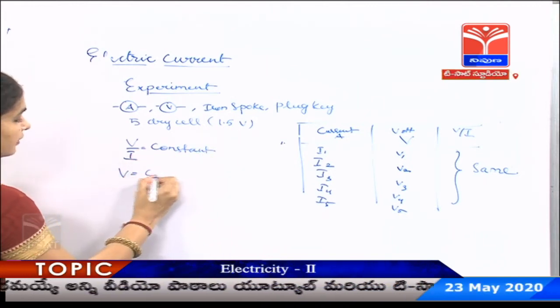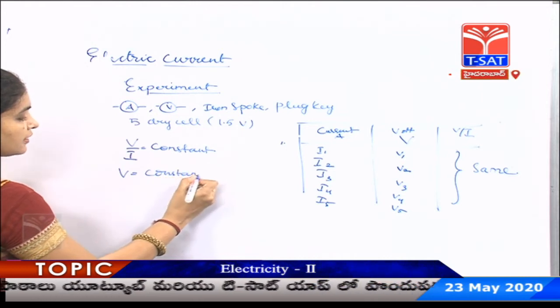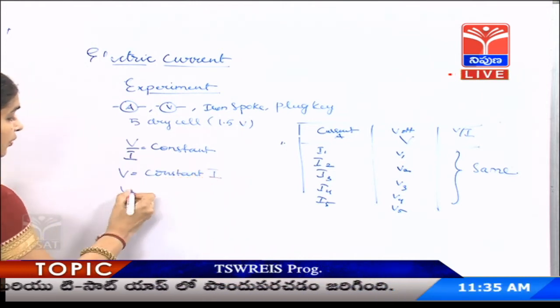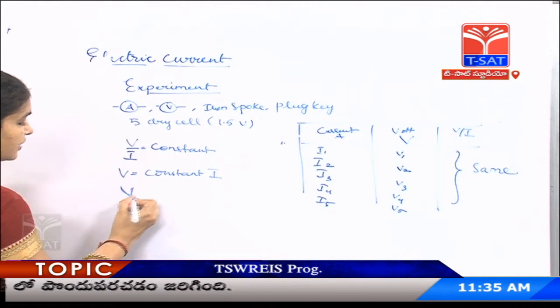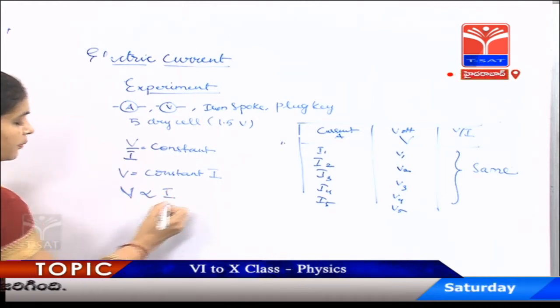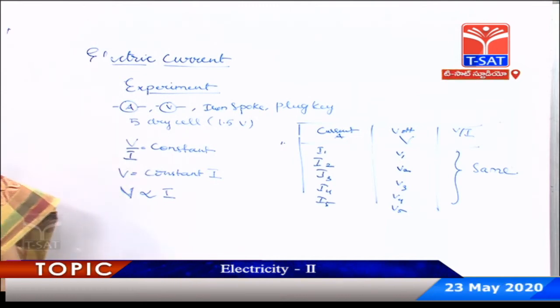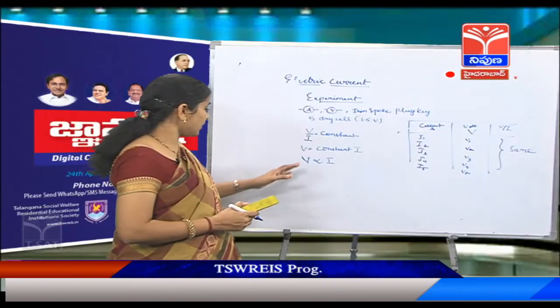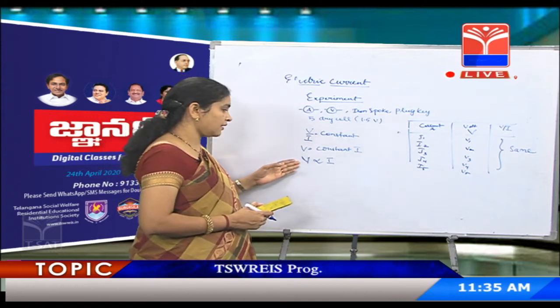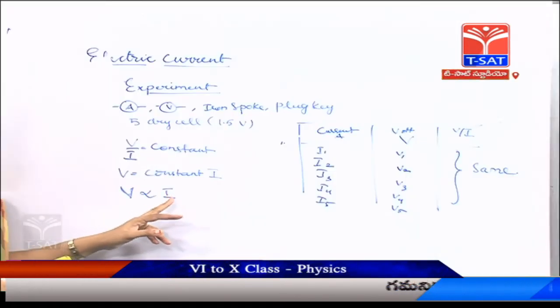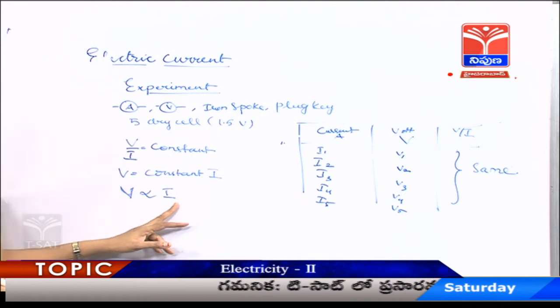Bring this I here. Constant. Remove the constant, we will get a proportionality. V is directly proportional to I. Hence, Ohm's law is verified. The potential difference across a conductor is directly proportional to the current passing through it.